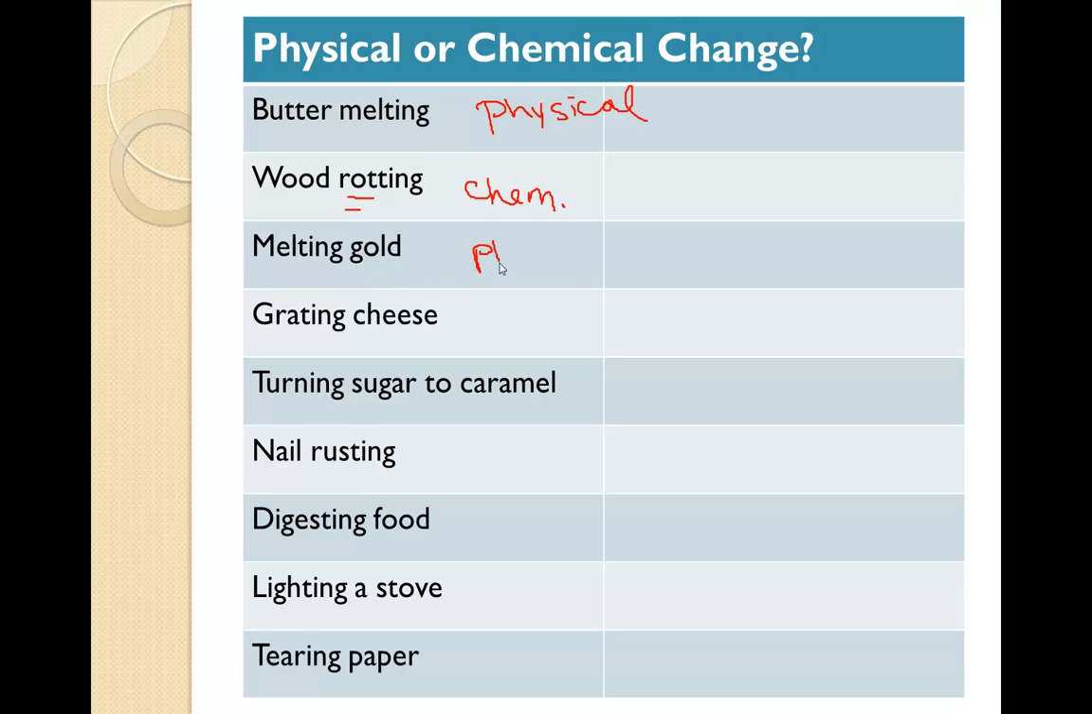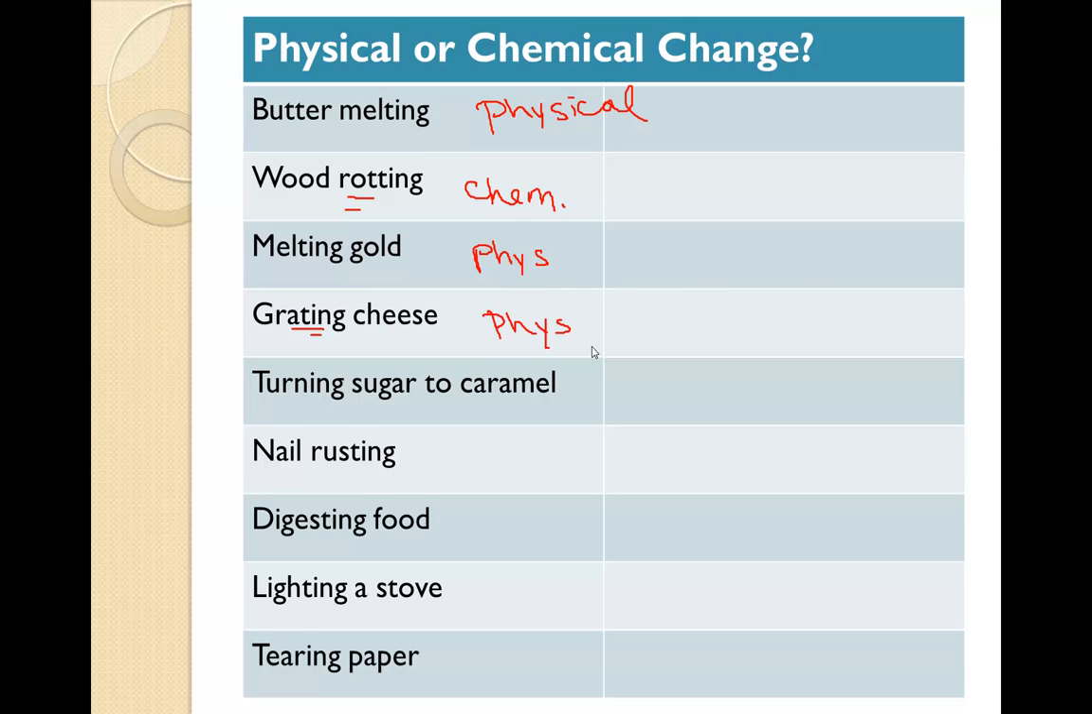Grating cheese. Well, we can't really put the cheese back together unless we melt it and cool it. But the fact that it's still considered cheese after it's grated is an easy way of thinking that it's a physical change.